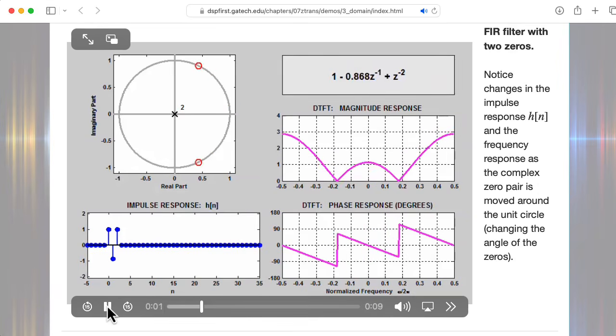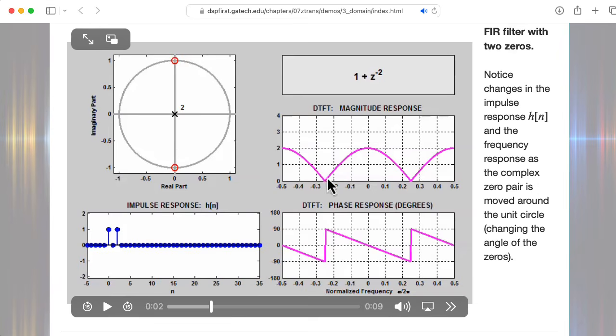Now, when we hit this particular point, where the zeros now land at points corresponding to omega hat equals pi over 2, we see a null in the appropriate location. And I should mention that this x-axis is the normalized frequency of omega hat divided by 2 pi. So pi over 2 divided by 2 pi is 1/4, which corresponds to the 0.25 here.